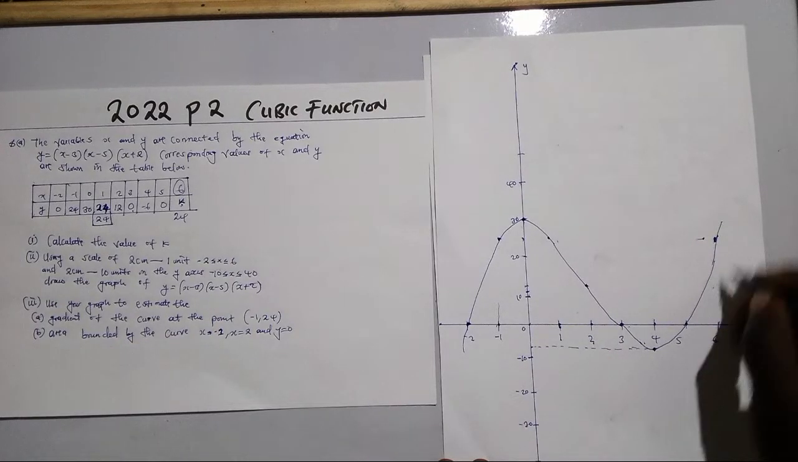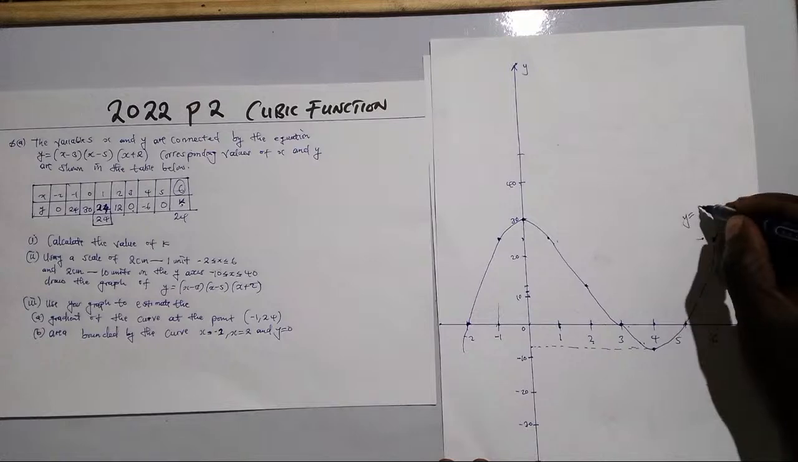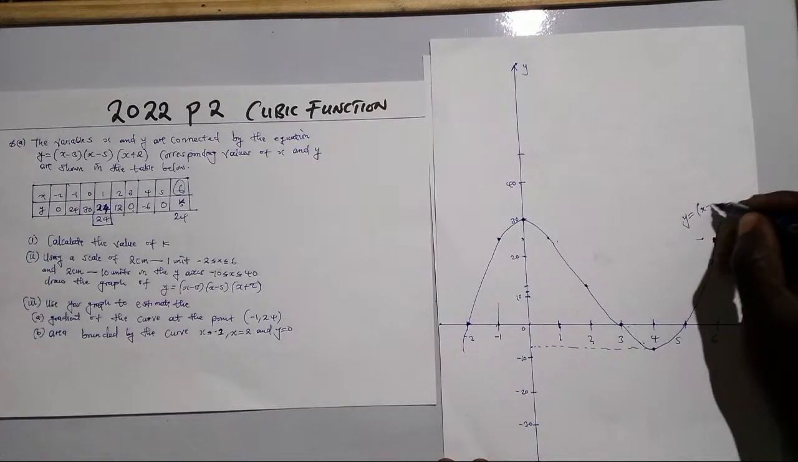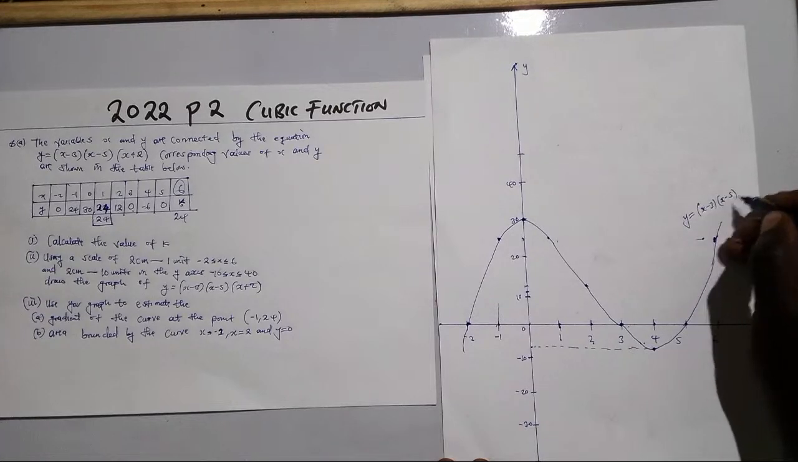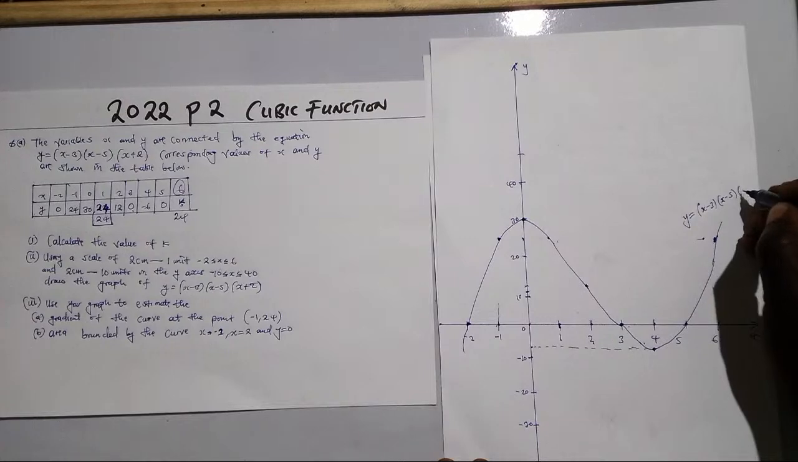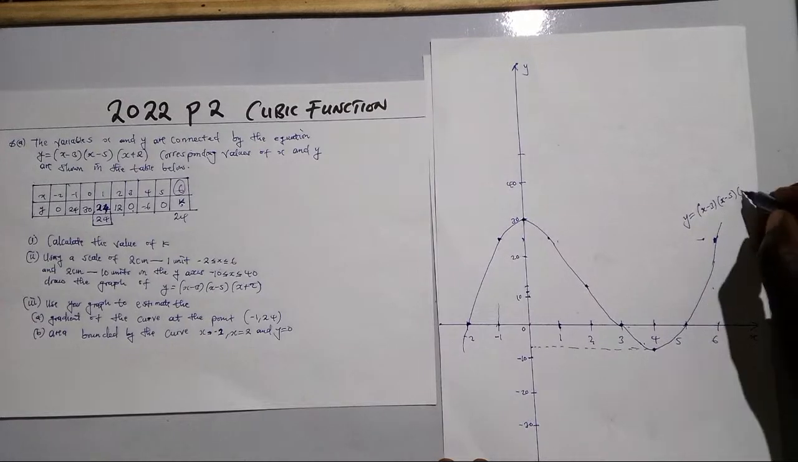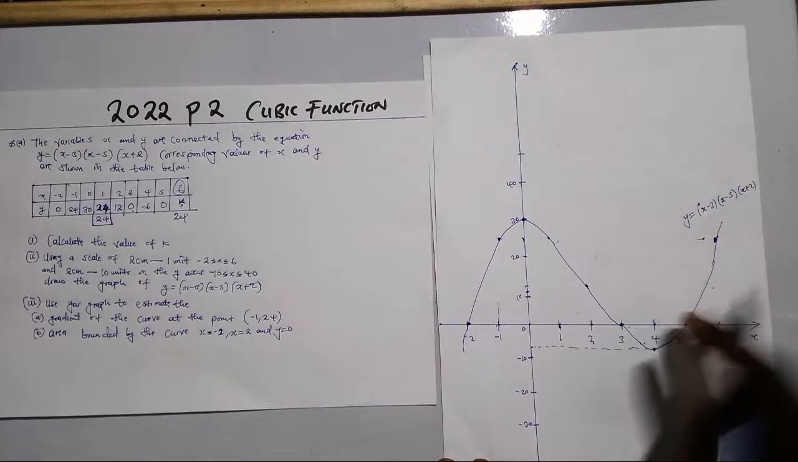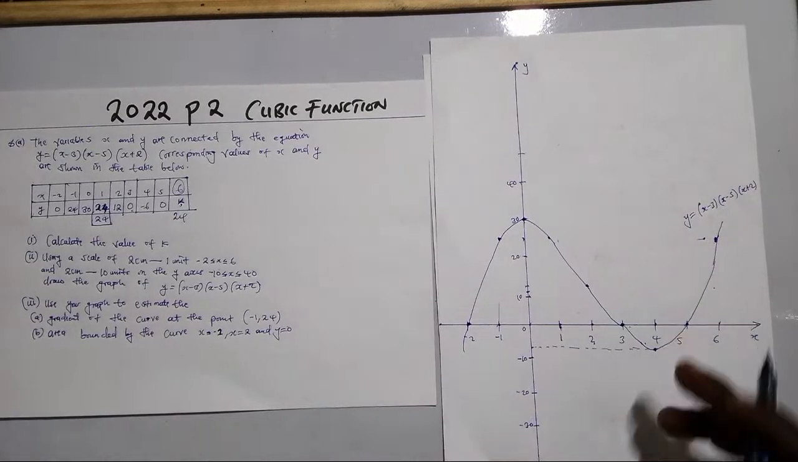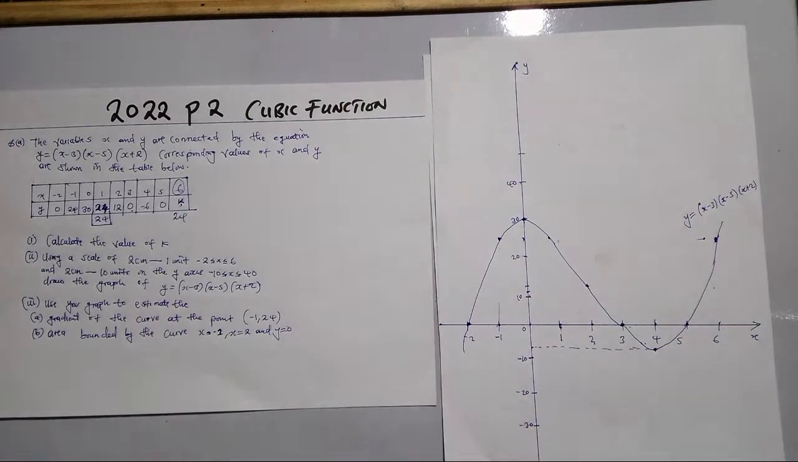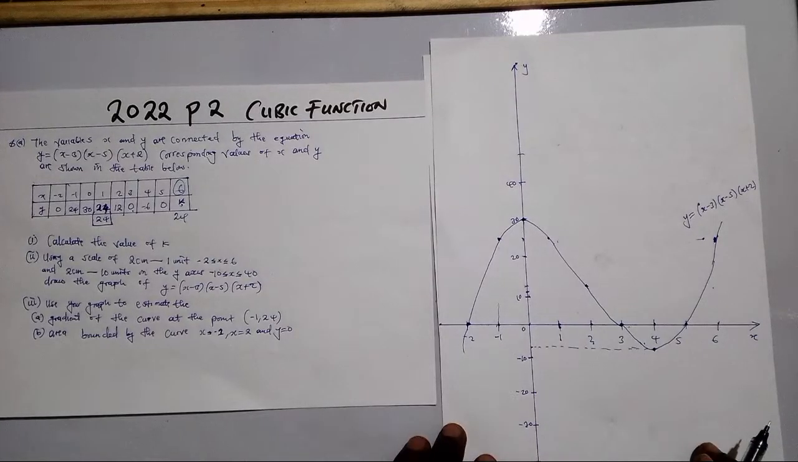So here we have to write: this is a graph of y equals x minus 3, then x minus 5, then x plus 2. This is how it should be drawn, okay?